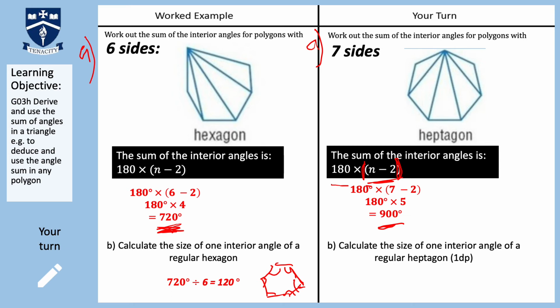And then size of one interior angle in a regular heptagon. Regular heptagon, 7 angles, equal sized. So we do 900 divided by 7, which would give me, to one decimal place, which is what I asked, 128.6 degrees. Ensure you mark in a different coloured pen as always, and any workings that you did not understand or did not get, make sure you copy it down in a different coloured pen.